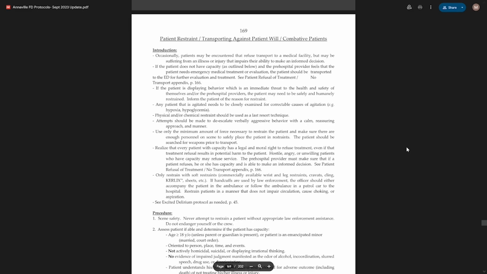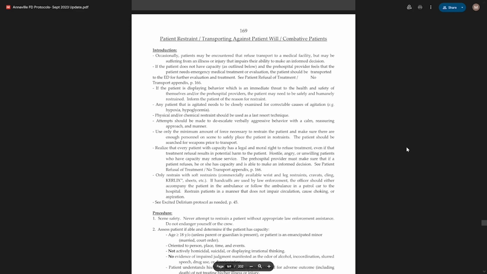Attempts should be made to de-escalate verbally aggressive behavior with a calm, reassuring approach and manner. Use only the minimum amount of force necessary to restrain the patient and make sure that there are enough personnel on scene to safely place the patient in restraints. The patient should be searched for weapons prior to transport.